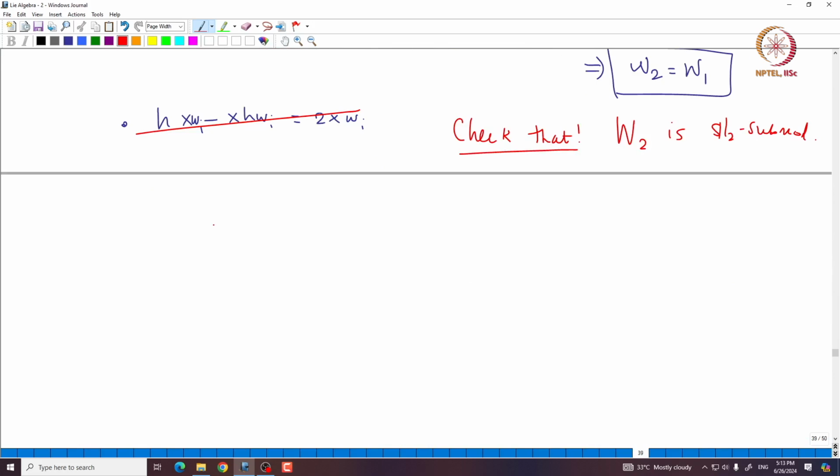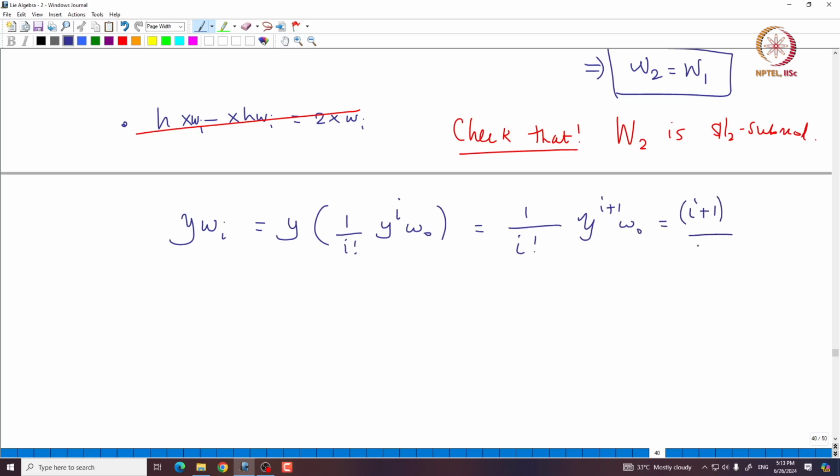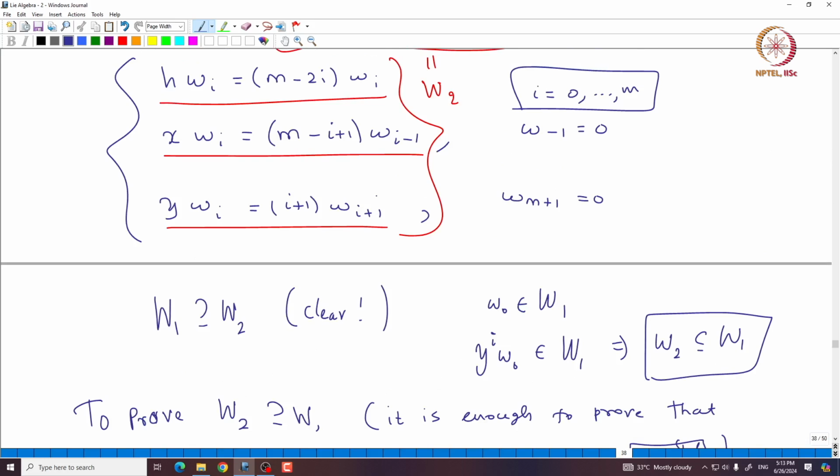first formulas. Okay. So, it is easy to see that if you apply y on Wi, this is going to be y, 1 divided by I factorial, applied on y power I W naught. So, this is going to give me exactly 1 divided by I factorial y power I plus 1 W naught. So, then you multiply by I plus 1 and divide by I plus 1. Then it gives me exactly I plus 1 times Wi plus 1. So, the third formula is easy to verify. Okay. So, this is done.